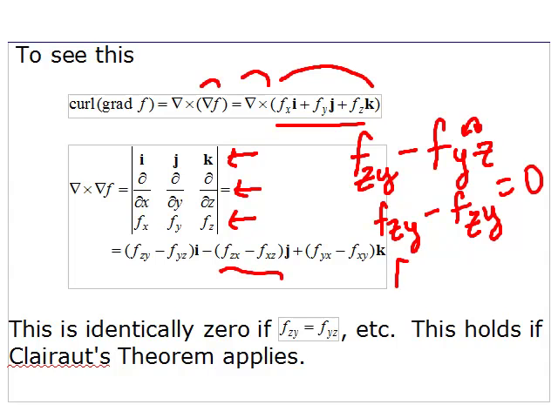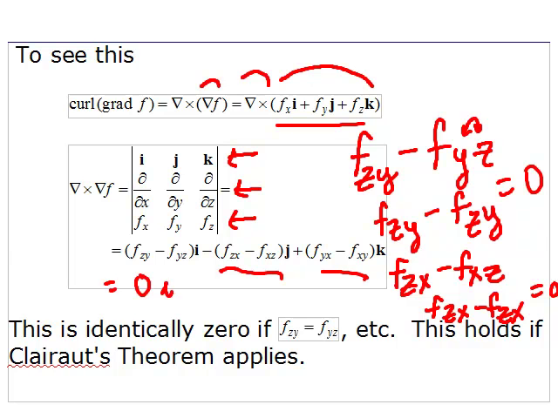Same with the other component. So you would have f zx minus f xz. If Clairaut's theorem holds, then I can write this as f zx minus f zx, which of course is 0. Same for the k component. So the result will be 0 in the i direction, 0 in the j direction, 0 in the k direction, remembering that curl is a vector. So the output has to be a vector. For this to be 0, each component has to be 0.